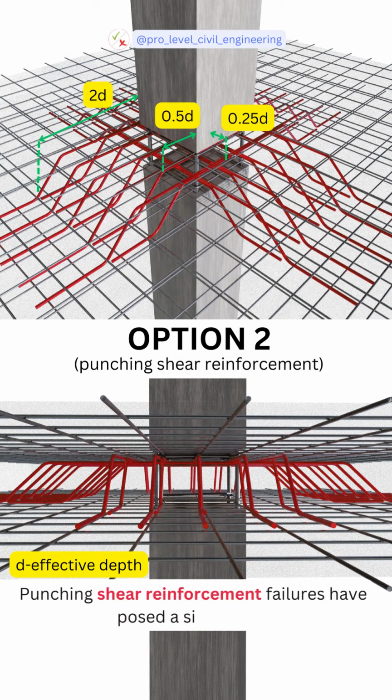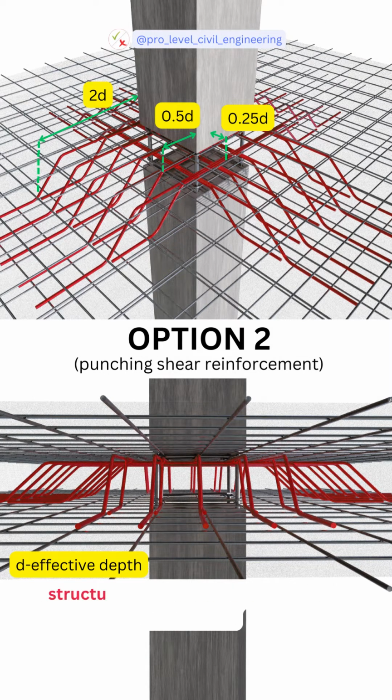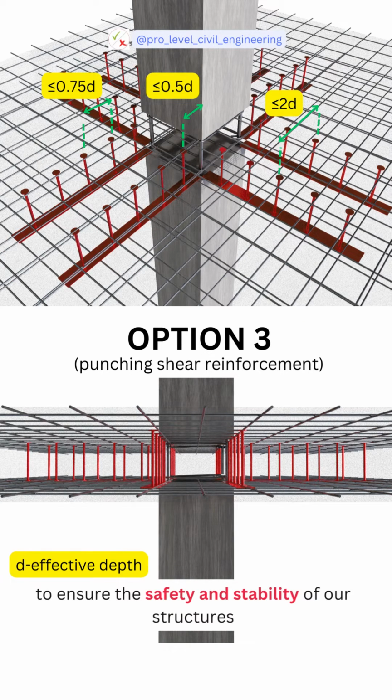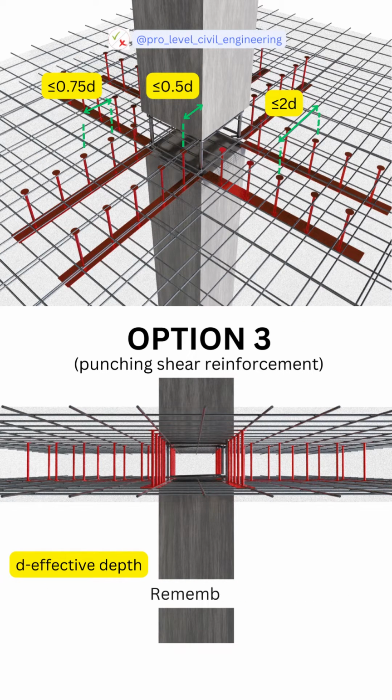Punching shear reinforcement failures have posed a significant structural risk to numerous buildings worldwide. So let's not leave anything to chance and take the necessary steps to ensure the safety and stability of our structures. Remember, prevention is always better than cure.